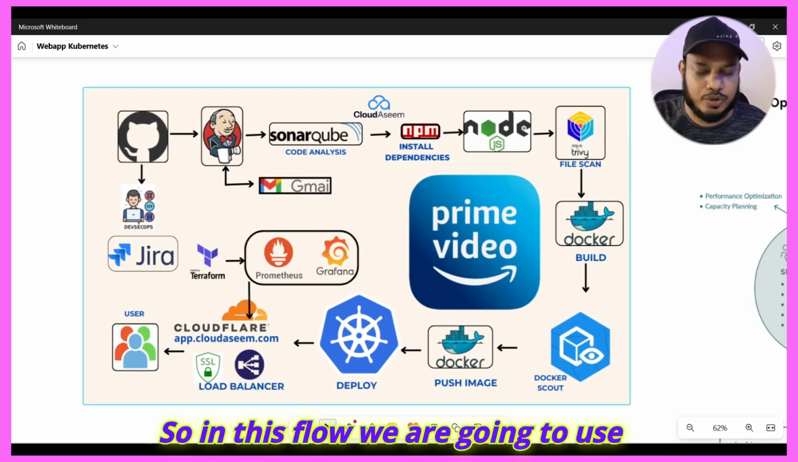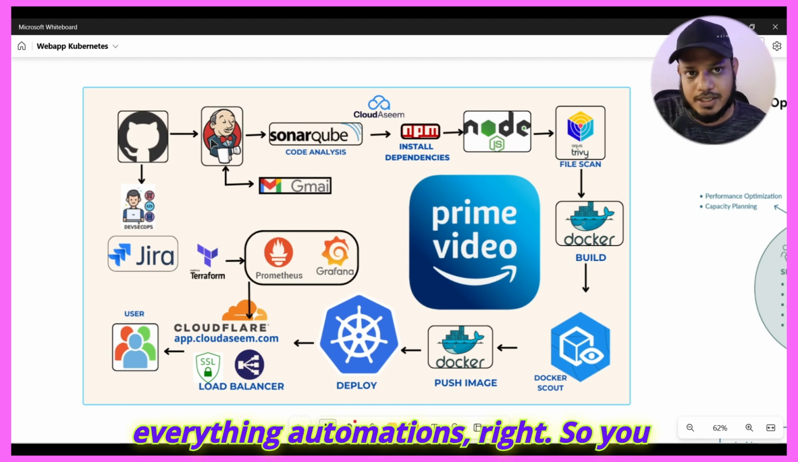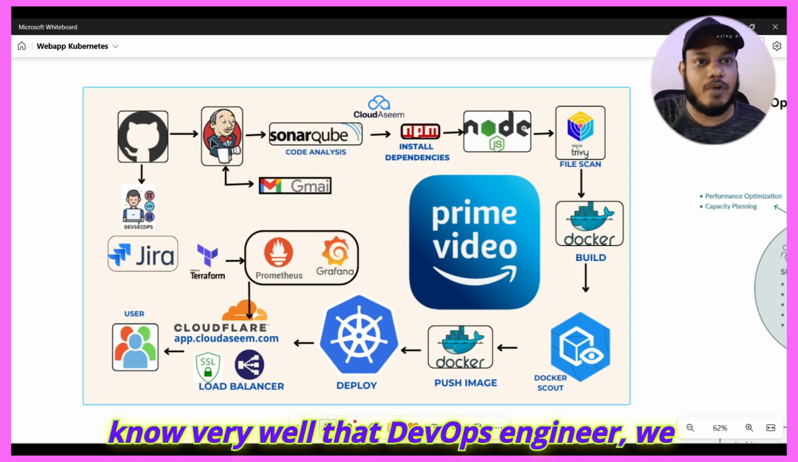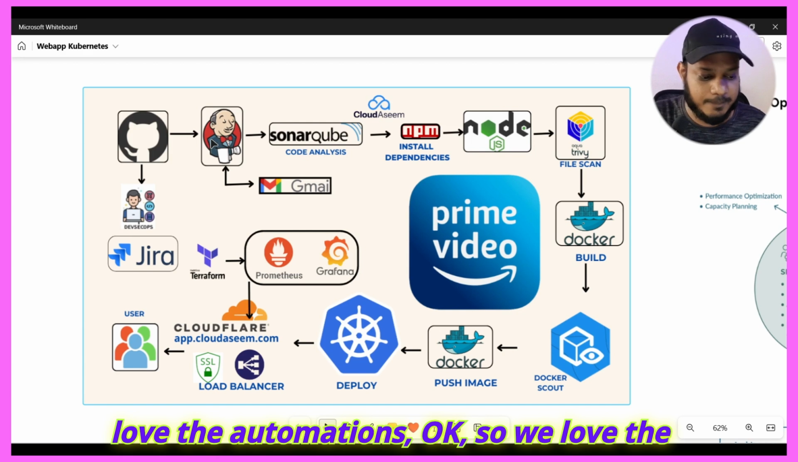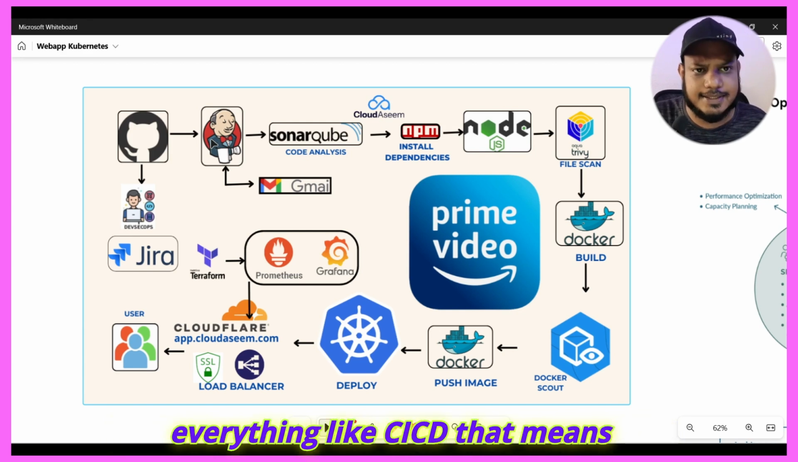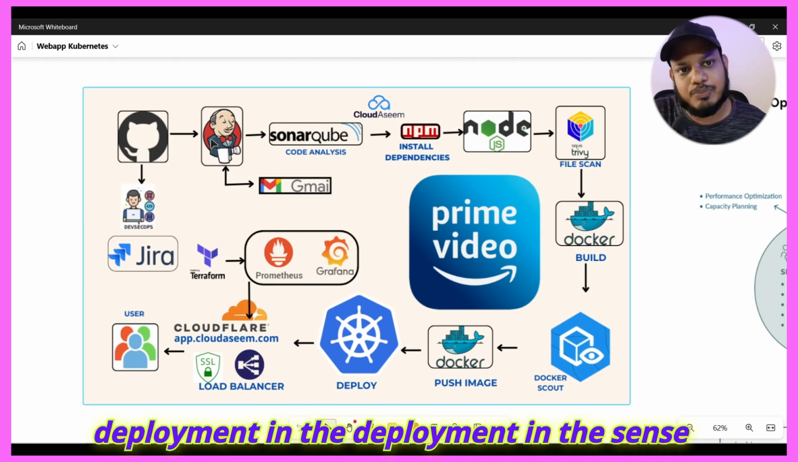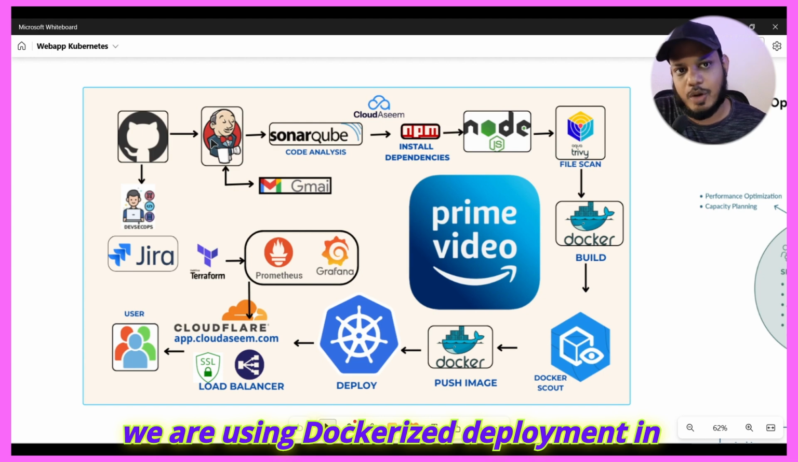In this flow, we are going to use Jenkins as a CI/CD tool in order to make everything automated, right? You know very well that as DevOps engineers, we love automation. So we are integrating everything like CI/CD, that means continuous integration and continuous deployment. In the deployment, we are using Dockerized deployment in this project.